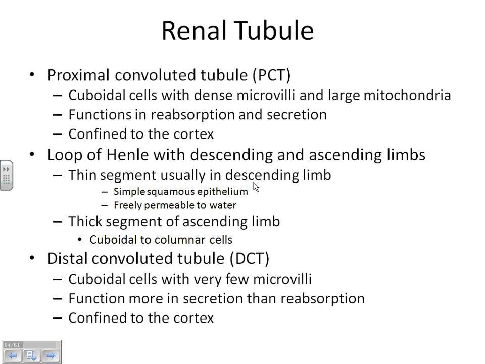Loop of Henle, each side is different. The descending limb is thin. The ascending limb is thick. That's going to determine what moves which way. Okay? Distal convoluted tubule and collecting duct do much more secretion. And what we're going to see today, the distal convoluted tubule and the collecting duct, that's where our hormones are going to have a big effect.